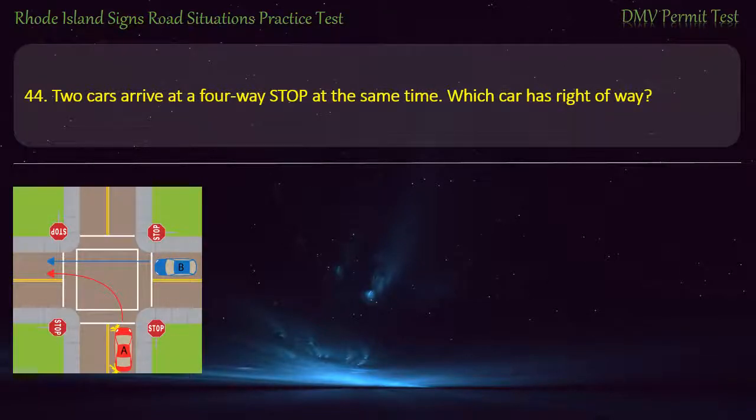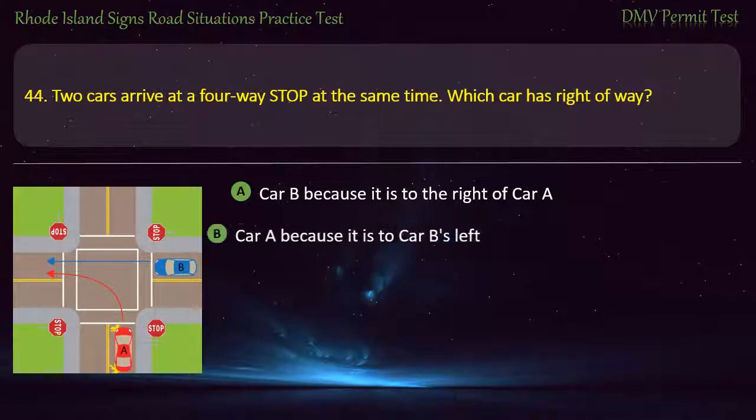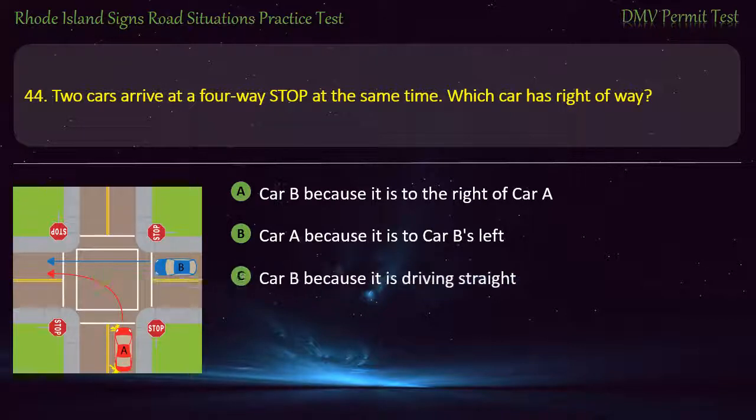Question 44. Two cars arrive at a four-way stop at the same time. Which car has right of way? Car B because it is to the right of car A. Car A because it is to car B's left. Car B because it is driving straight. Car A because it is turning left. Answer. Car B because it is to the right of car A.